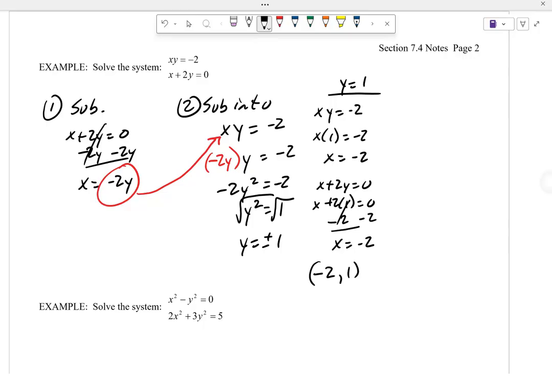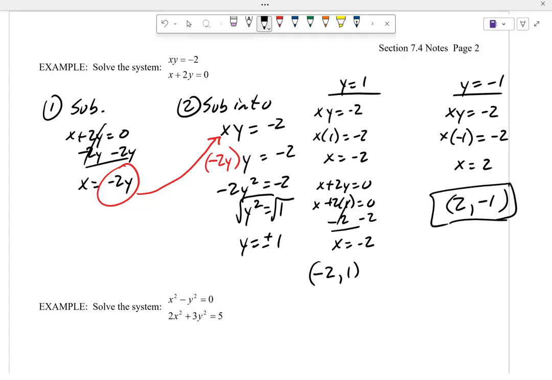But we had two y values, negative 1. So again, I could plug it into either one of these. I won't have an issue. Oops, that's an x. Divide by negative 1. I get 2. X is 2. Y is negative 1. So I get negative 2, 1. And I got 2, negative 1.